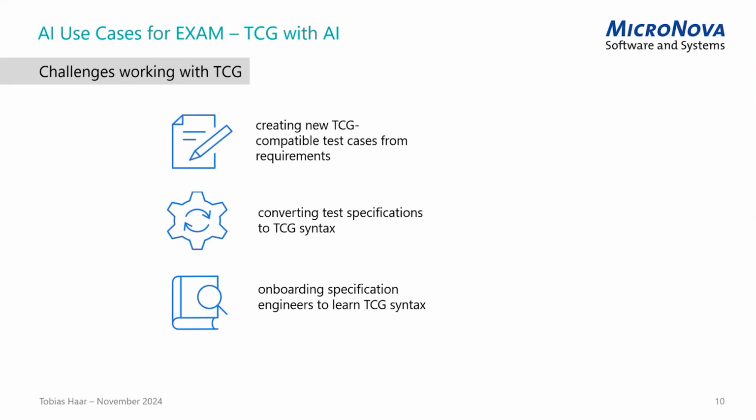How can we convert existing test specifications to TCG syntax, which might be because you need to rerun tests and you don't want to actually trigger all of that manually? And then we also have onboarding of specification engineers to learn new TCG syntax because, as was said also, there might be different OPM files and specification engineers will need to learn the TCG syntax for a specific company or division to be able to write specifications that you can use with the TCG.